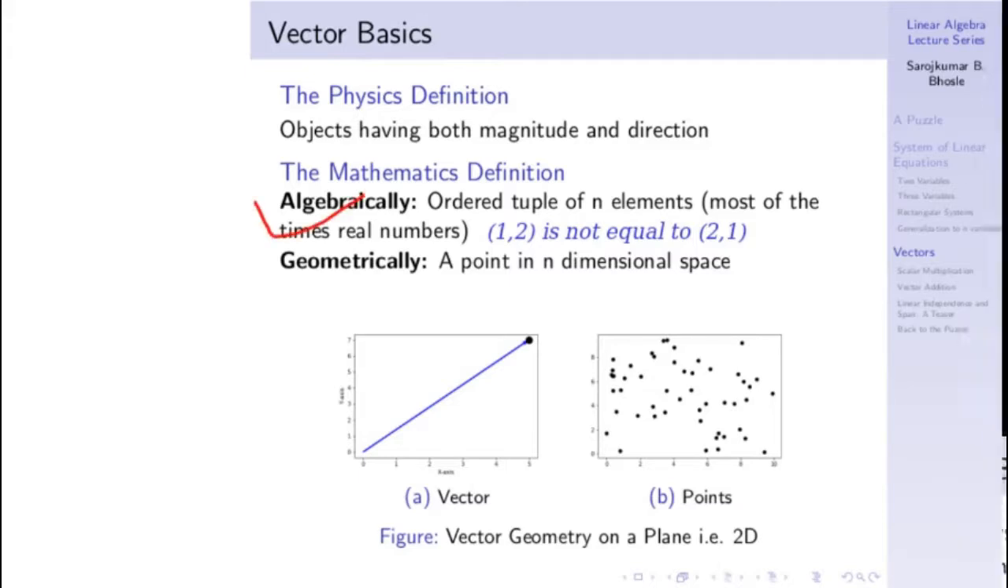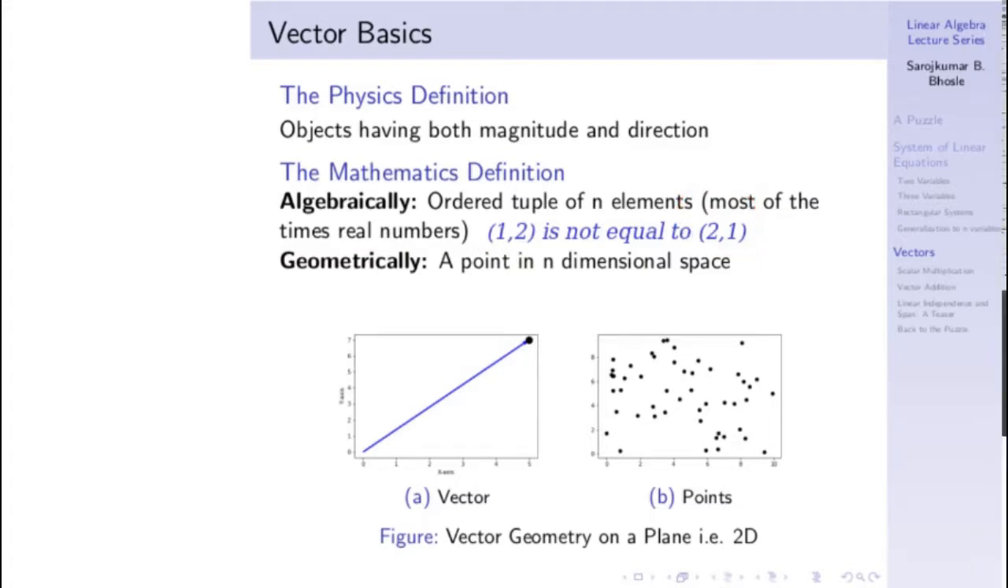In mathematics we algebraically define a vector as an ordered tuple of n elements. Now remember that here the order of the elements is important. Most of the time the elements are real numbers, and as I was saying, the order is important. So the tuple (1, 2) is not the same as the tuple (2, 1). These are two different things.